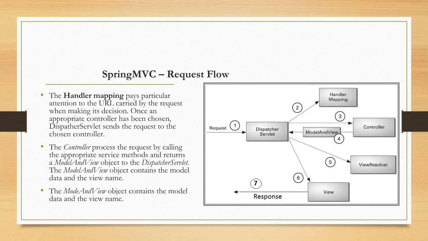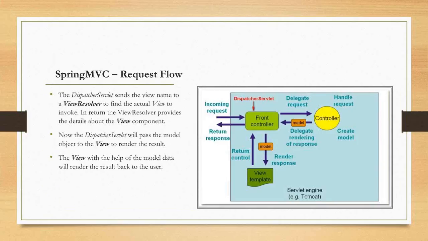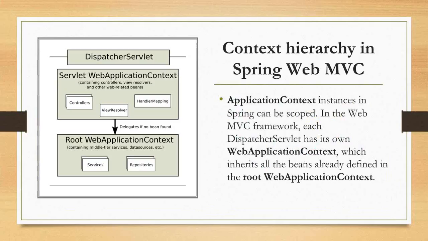The controller processes the request by calling the appropriate service methods and returns a model and view object. So these are all the things which I've discussed. Next, this is important. Look at this diagram first. Check this diagram once.